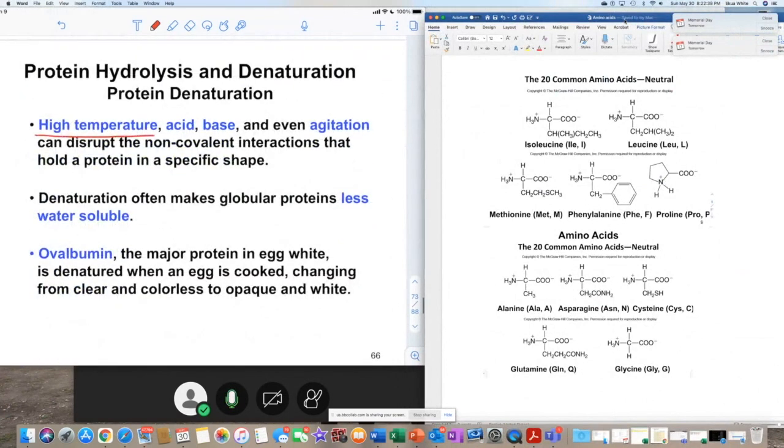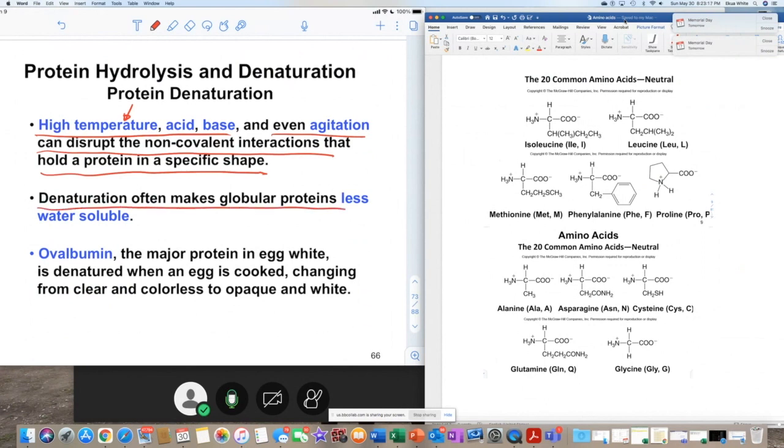Okay, so high temperature, acid, base, and even agitation can disrupt the non-covalent interactions that hold a protein in its specific shape. Think about it. This is true of your hair. Your hair does have a lot of protein in it, right? Mostly protein. And if your hair has coils or curls or it's wavy, that's due to the intermolecular forces. So when you apply heat or acid or base, it does change the curl pattern of your hair, even if it's just for a little bit. If it's just heat, then adding the heat will change the curl pattern. Then when you wash your hair, you kind of restore the intermolecular forces that were there before.